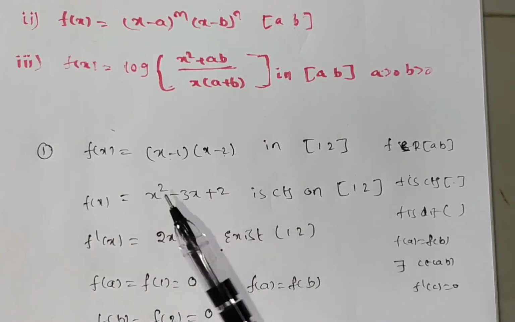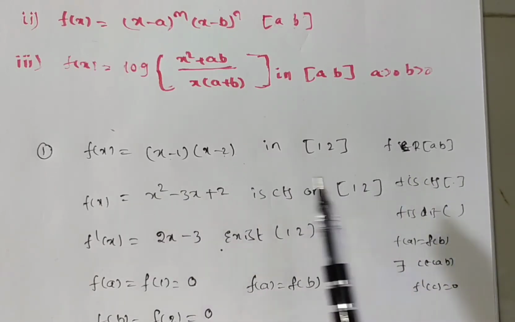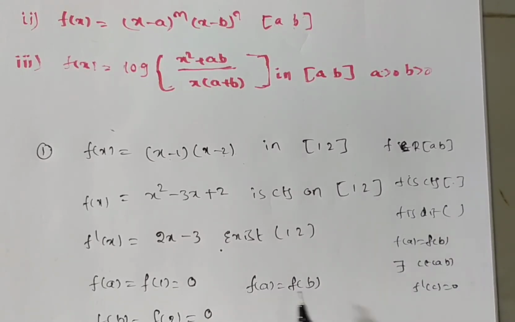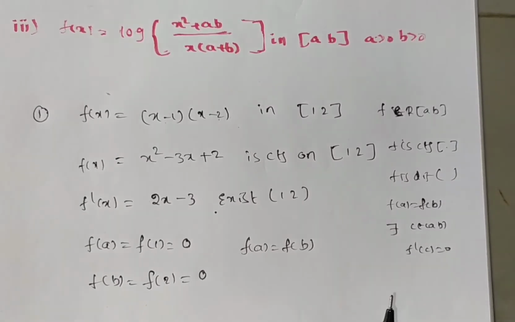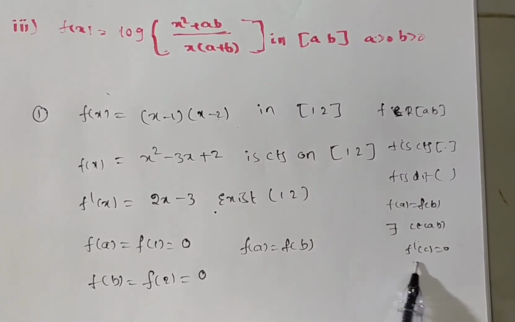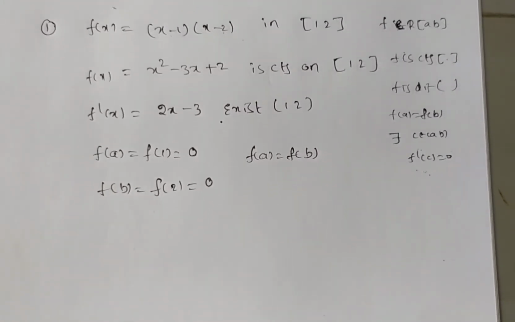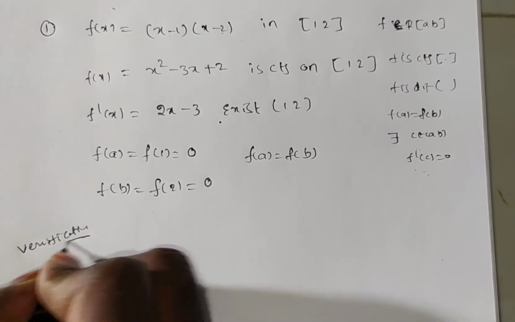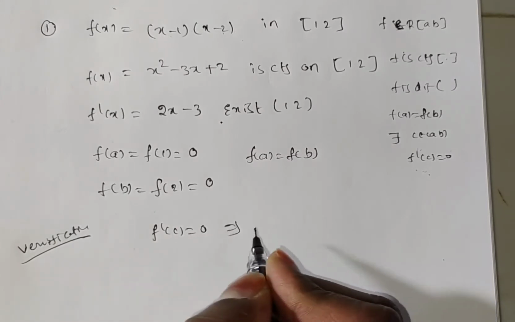So f is a real valued function defined on the closed interval [1, 2], it is continuous, also differentiable, and is such that f of a is equal to f of b. So the three conditions of Rolle's theorem are satisfied. Then there exists at least one point c belonging to the open interval (a, b) such that f dash of c is equal to 0. Now we have to verify. Verification means f dash of c is equal to 0. What is f dash of x?